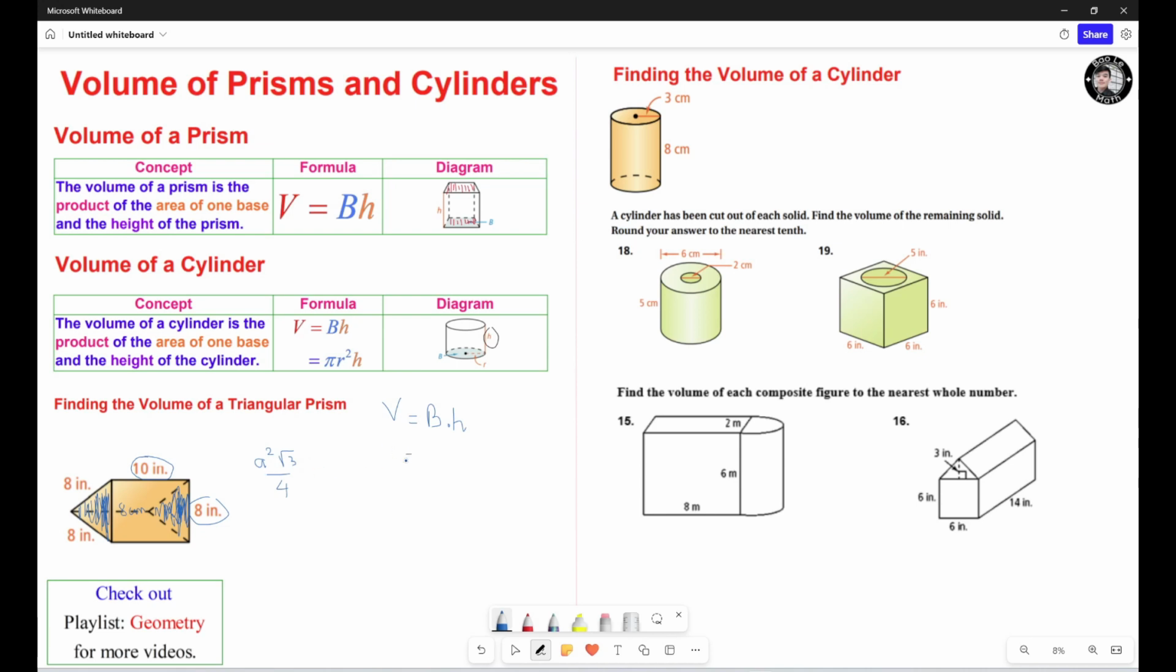Alright, so I substitute over here. It's going to be a squared root 3 over 4 times h. Now a equals 8. So it's going to be 8 squared root 3 over 4 times h. H equals 10. So the answer is 160 root 3. Keep it in cubic inches.